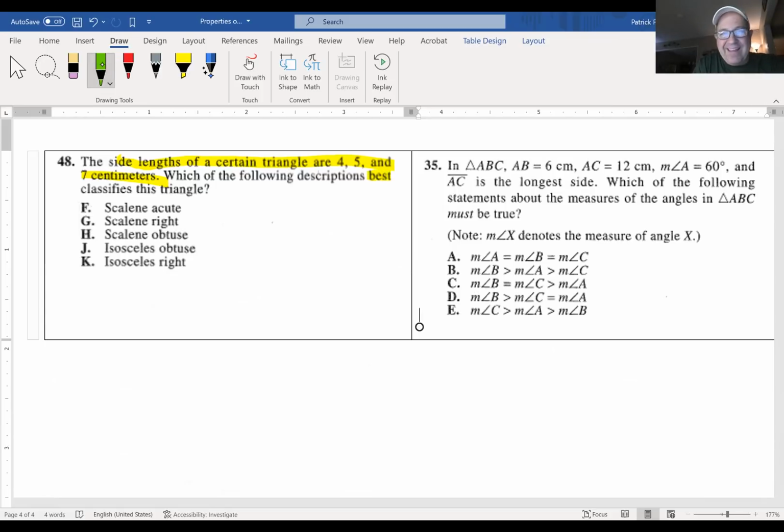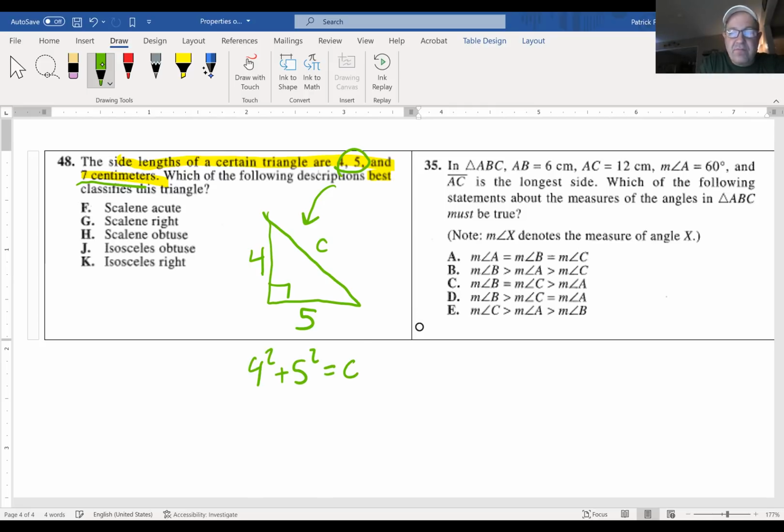Well, we should draw a sketch, right? I'm going to pretend it's a right triangle. It's not, okay? This side would be 4 and this side would be 5. I'm not sure if the hypotenuse is 7 or not, but it's got to be the biggest side, right? So I'm going to call that side C. I'm going to do my Pythagorean theorem here. Now I wind up with 41 equaling C squared, or C is equal to the square root of that, which is about 6.4. So if this is going to be a right triangle, this side must be 6.4.